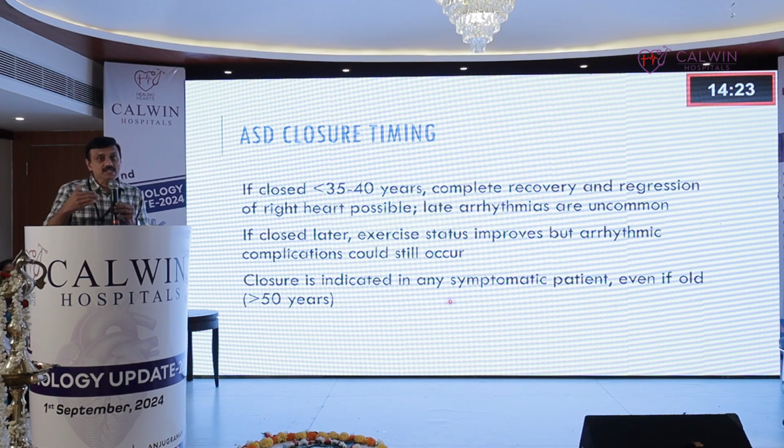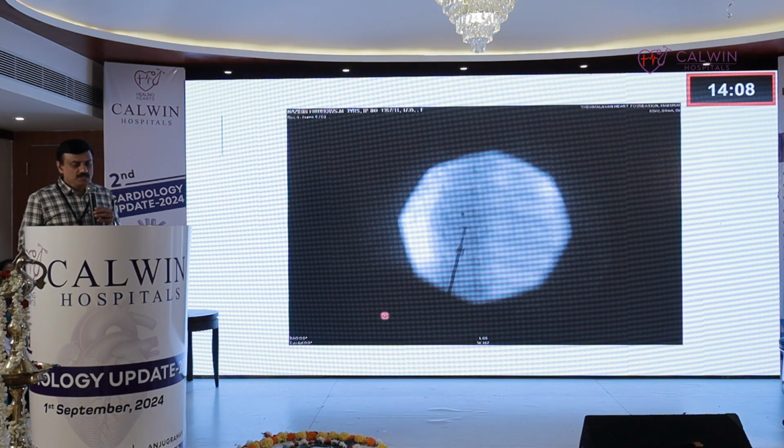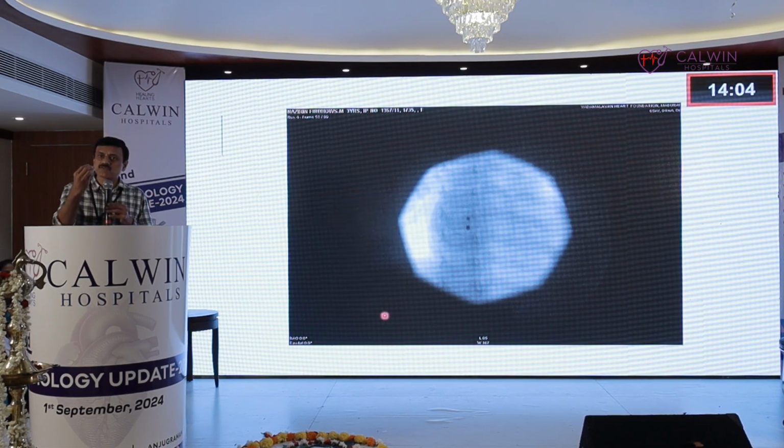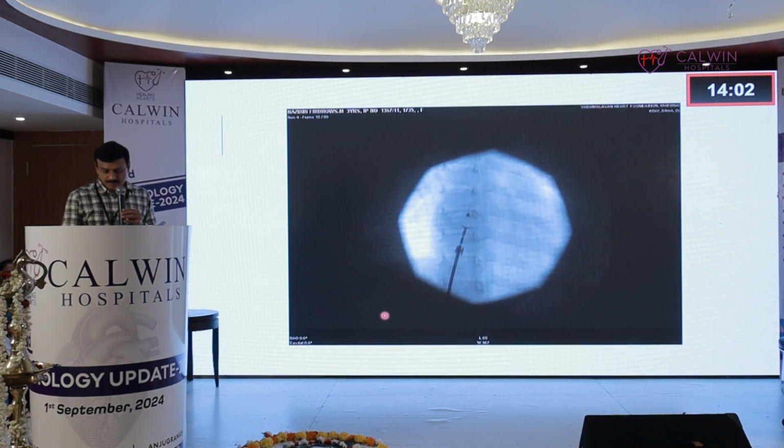When you close early, not only are you preventing heart failure, you are practically curing the patient. But when you close later, you are taking away one important component of the heart problem, but the arrhythmic component still remains. So that's why it's important to close early. Closure is indicated in any symptomatic patient, even if he is more than 50 years old. This is one ASD device closure, a relatively straightforward procedure if the anatomy is suitable.